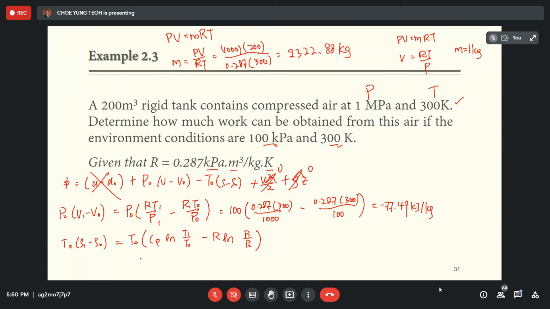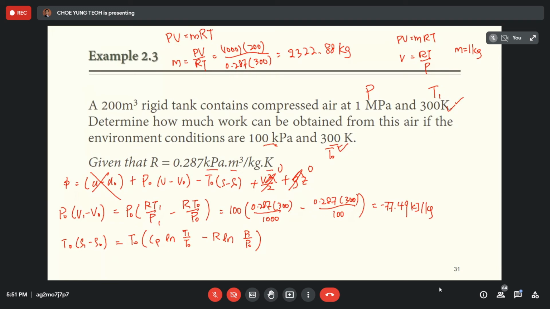Samuel, T0 refers to the temperature of the surrounding. I think T0 and T1 have the same value for this case. Environment temperature is 300 Kelvin, and then tank temperature is also 300 Kelvin. But remember that this is T0, environment, and this is T1. So for this case, Samuel, you get what I mean? Okay, good.